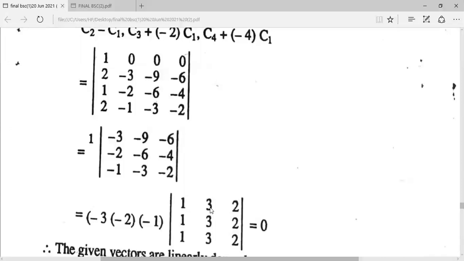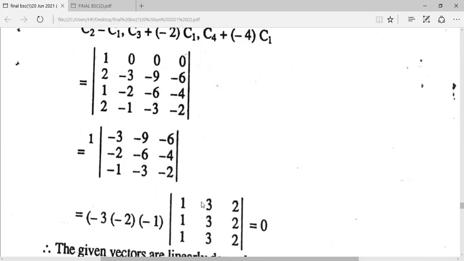Here, first column and the second column. First column is 1, 1, 1. And if you take last row, last column or second column 3 outside, you will get 1, 1. In other words, first row is 1, 3, 2. Second row is 1, 3, 2.